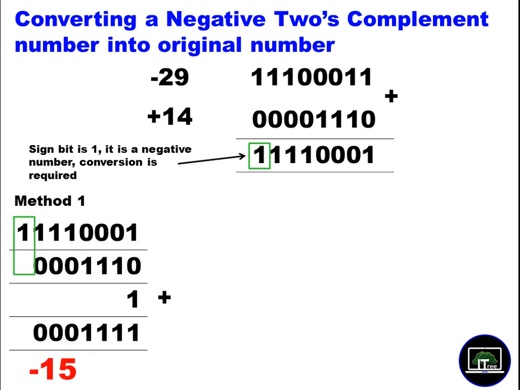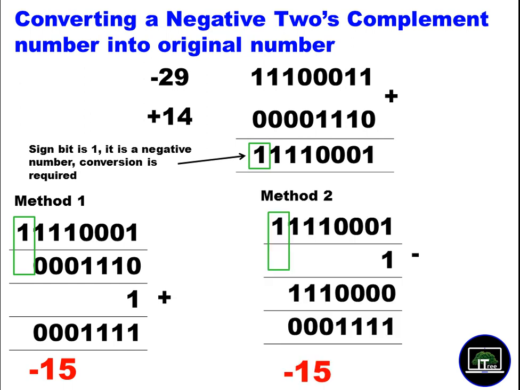So first method, you invert the number, then you add 1 to the answer. You can see this is negative 50. It's correct. Now you can see the second method. You deduct 1, then you invert it. Still you get the same answer.